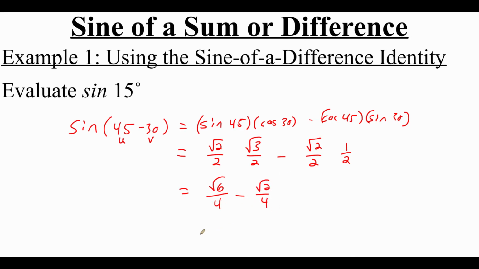Our fractions have common denominators, so we can put them together. So we're going to get root 6 minus root 2 all over 4. Our radicals have different numbers underneath the radical, so we're not allowed to actually subtract them. So this is going to be our final answer.